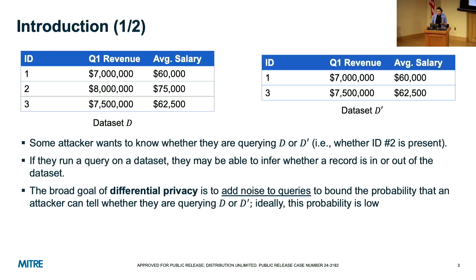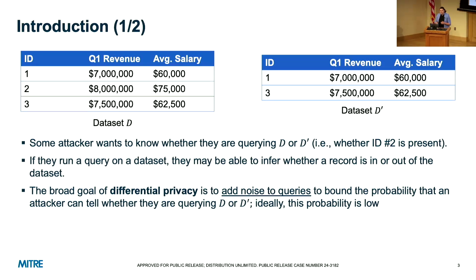So to make this a little more concrete, imagine this scenario where we have two data sets of businesses, and the only difference between data set D and data set D prime is one row, this ID number 2. And so let's say that I'm an attacker and I want to know if business ID number 2 is in the data set that I'm looking at. The attacker might query then the data set. For example, I might be looking at then the median average salary. And then I'm going to look at this median average salary query and try to determine, based on what I know about ID number 2, that they may or may not be present in this data set. And doing so might allow me to make this correct inference.